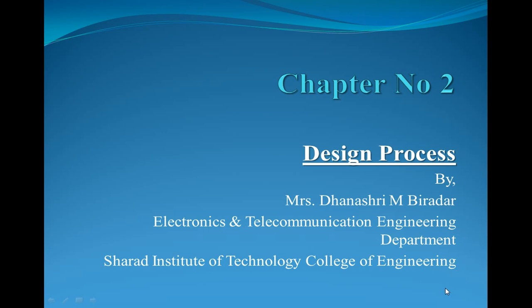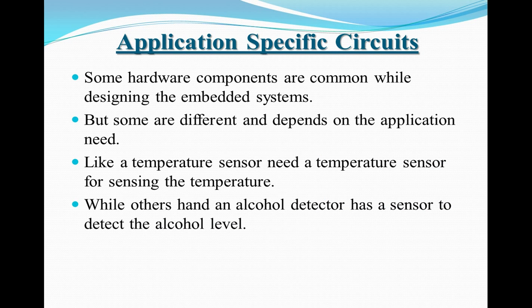So moving toward the next slide, let us see what are the application specific circuits, in which some hardware components are common while designing the embedded systems, right? Likewise, we have seen the hardware components where the power supply is the common hardware design, which is needed compulsorily for any application, or it may be the use of the battery as well. But as we know, depending upon the user's demand, depending upon the user's application, some are different and depend upon the application need.